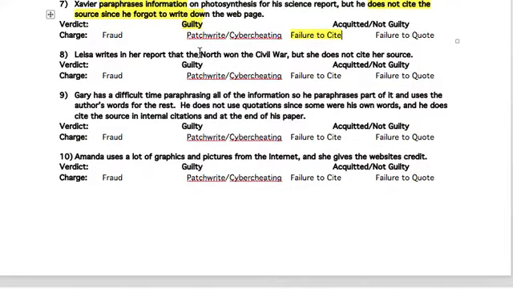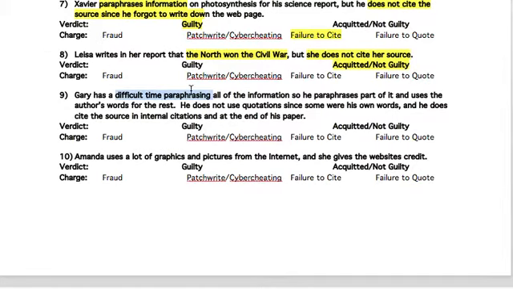Lisa writes that the North won the Civil War. So everyone knows that, right? But she doesn't cite her source. So did she plagiarize? Well, this is a tough one. This one is actually not guilty. This is actually called common knowledge. Common knowledge means that it's facts that most people know that you wouldn't research. For example, we knew that George Washington was the first president, so we wouldn't have to cite that as evidence. All right, so now we move on to number 9 with Gary.